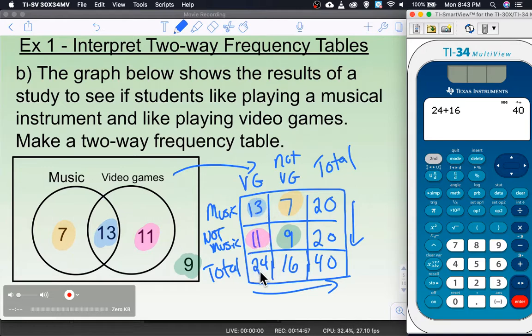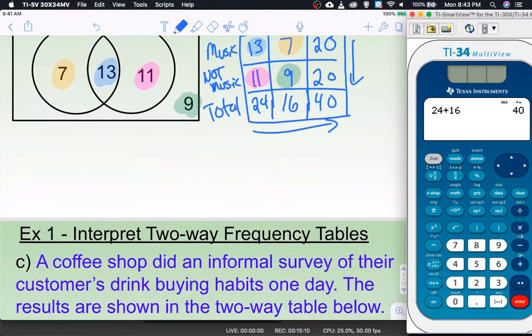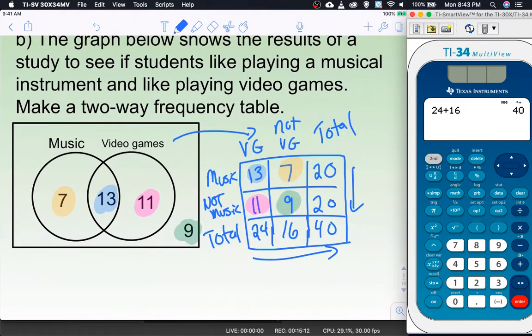13 plus 11 is 24. 7 plus 9 is 16. 20 plus 20 is 40. Check. All my ups and downs and lefts and rights all add up properly. Oh, that's all we had to do. I was hoping there'd be some questions, but I guess not. Okay, so that's just making a two-way table. You should be able to do that.